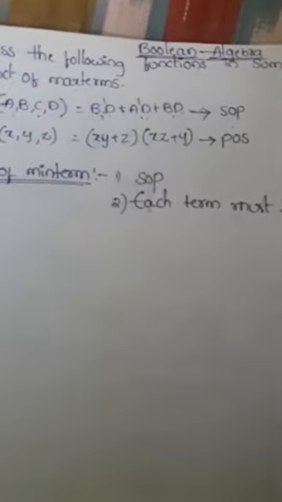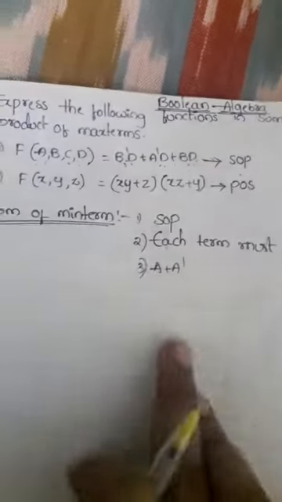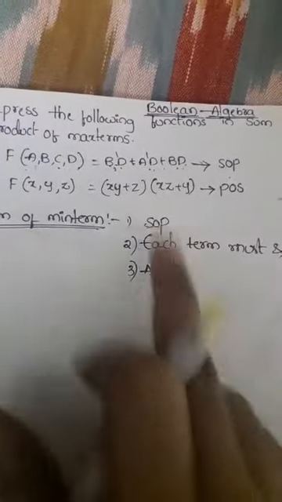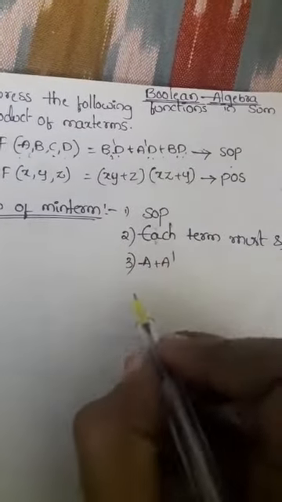That means if any term misses one or more variables, it is ANDed with an expression such as a plus a complement, like this. If any variable is missing in any term, you can multiply this expression into the term.